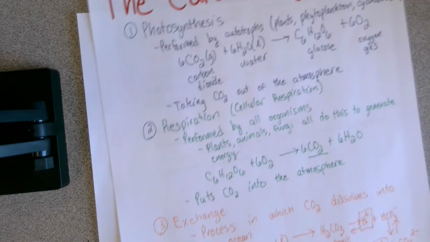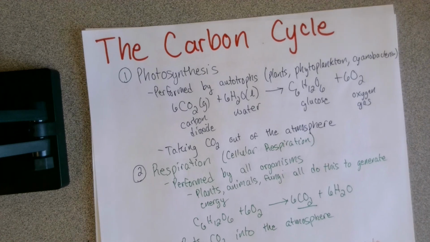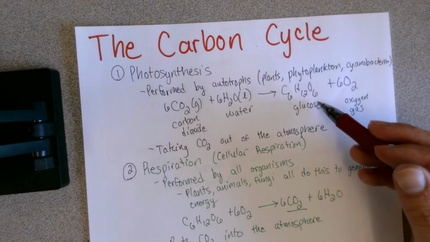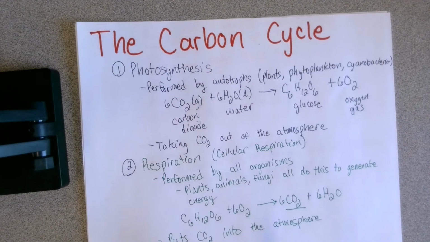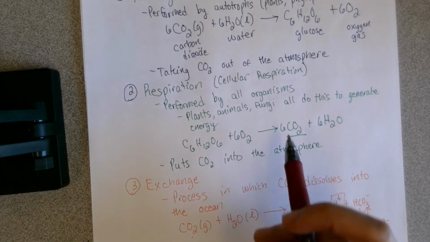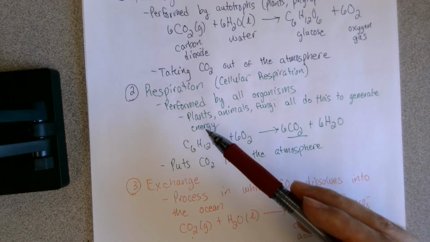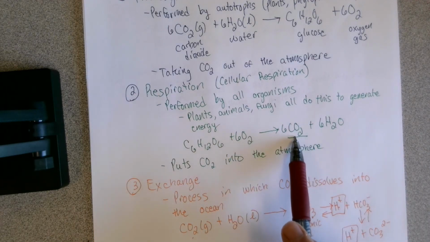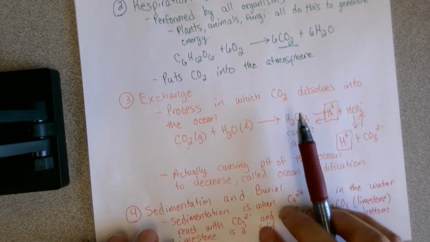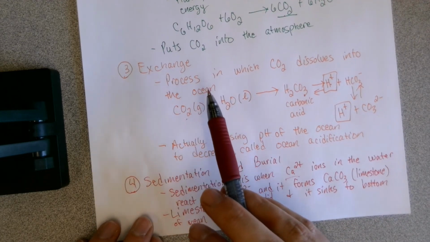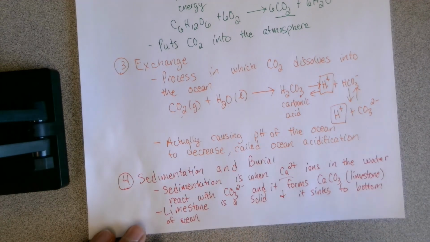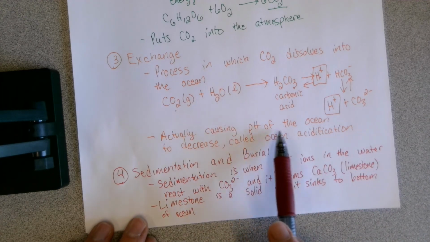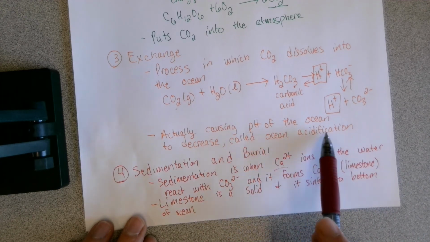So kind of to recap, we've got photosynthesis up here at the top. That is taking carbon dioxide out of the atmosphere, and then it is creating glucose and oxygen, which we like to breathe. Then we've got cellular respiration, which is going to be performed by all organisms. Remember, plants actually do cellular respiration if they want to have some energy to do anything. And that's going to put carbon dioxide into the atmosphere as well. The next one is exchange. This is one of the biggest processes that takes carbon dioxide out of the atmosphere and puts it somewhere, and most of the time it's the ocean, and it's actually causing a decrease in the pH of the ocean. It's called ocean acidification.